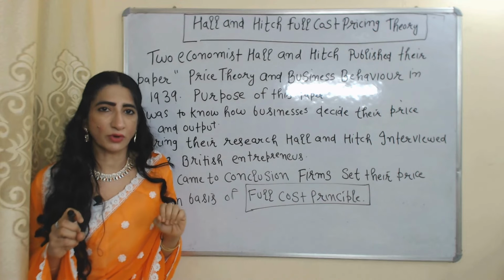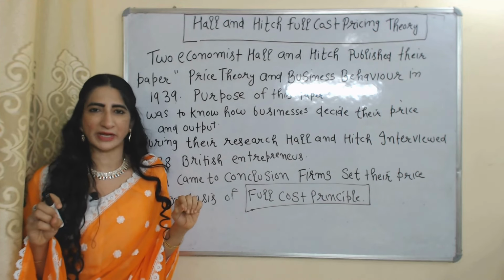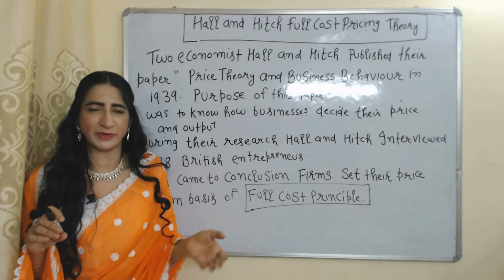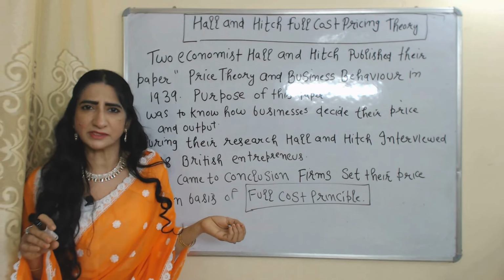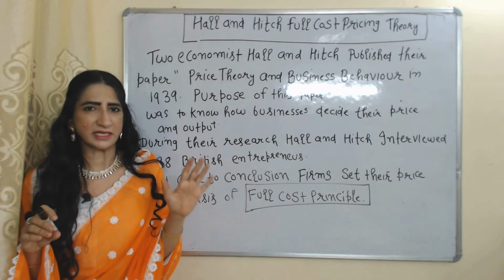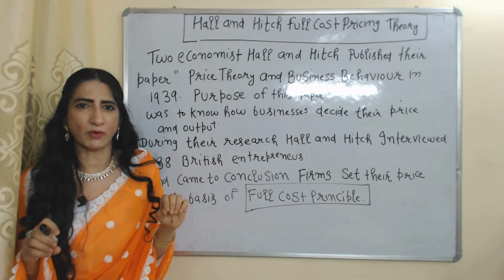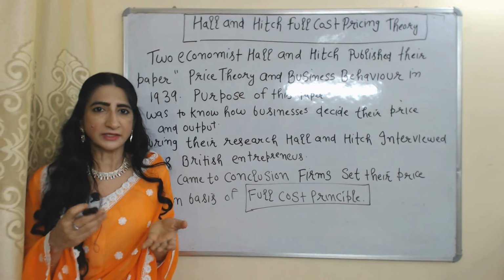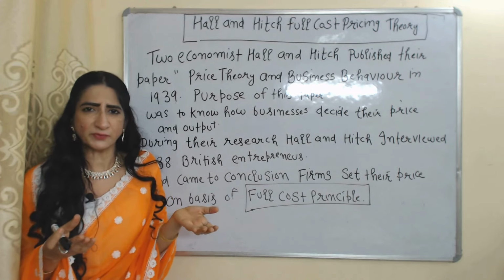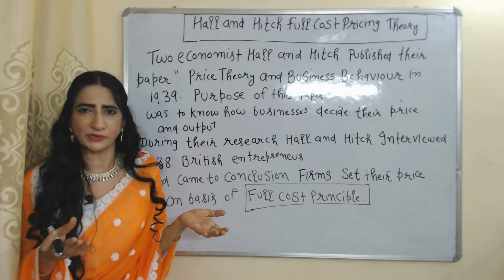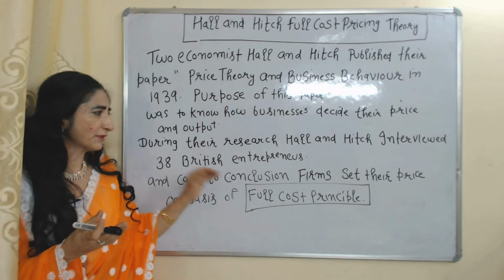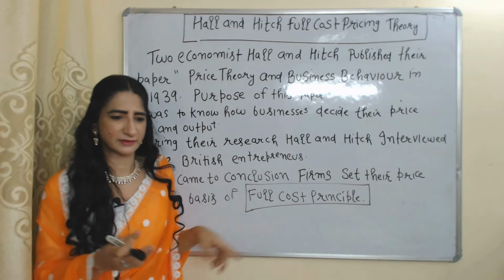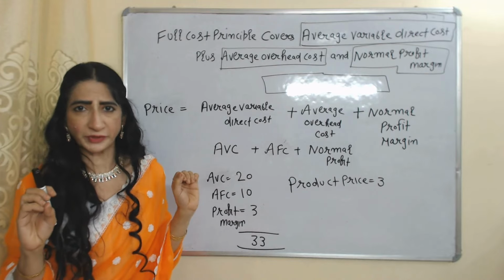Today we are going to talk about Hall and Hitch full cost pricing theory. Two economists, Hall and Hitch, published their paper named Price Theory and Business Behavior in 1939. The purpose of this paper was to know how businesses decide their price and output. During their research, they interviewed 38 British entrepreneurs and came to the conclusion that firms decide their price on the basis of the full cost principle. So what is the full cost principle?